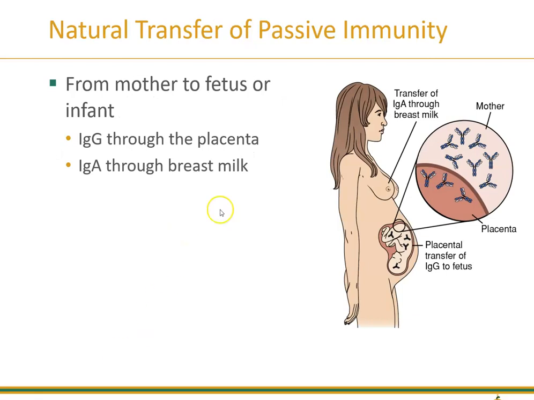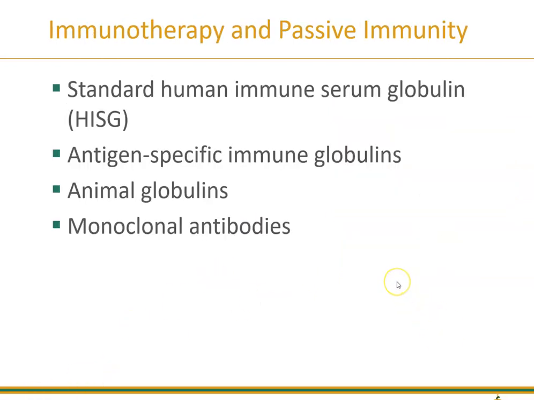So here's an example of the passive with the mother. Here's the IgG, placental transfer to the infant. Again, like I said, it only lasts for a few months. Or we can get IgE transfer through the breast milk that way. Again, it does not last long. It's a type of passive immunity.